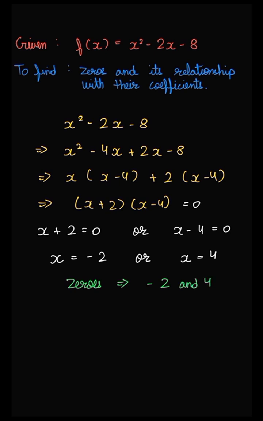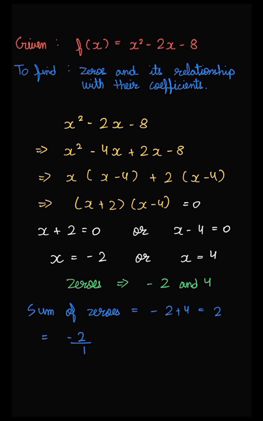Now here we will find the sum of zeros. So the sum of zeros will be minus 2 plus 4, which is equal to 2. And now this must be equal to the coefficient of x upon coefficient of x square. So here we get that the coefficient of x is minus 2 while the coefficient of x square is 1, so this is divided by 1.